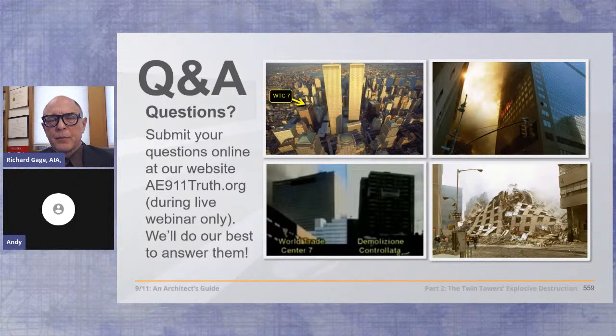Okay, next one is from YouTube. It says, how is a large burst of flame possible at the time the top chunk starts dropping at free fall acceleration? NIST, what is generating all the billowing flame?